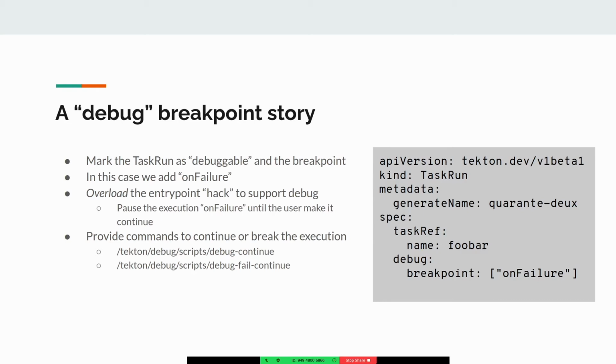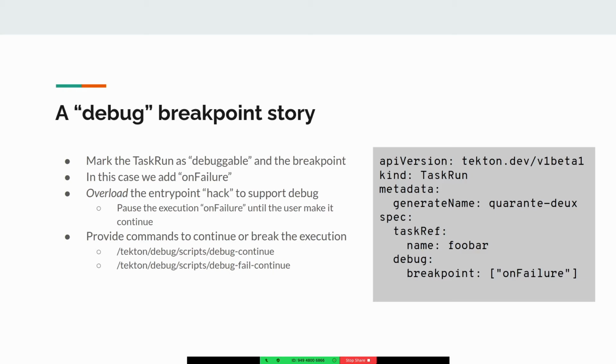So we provide a debug continue script, which basically marks the step as a success and then breaks the breakpoint. And the user can also mark the step as a failure by using the debug fail continue script. And the step would be marked as a failure, and in the end, the task run would also be marked as a failure.